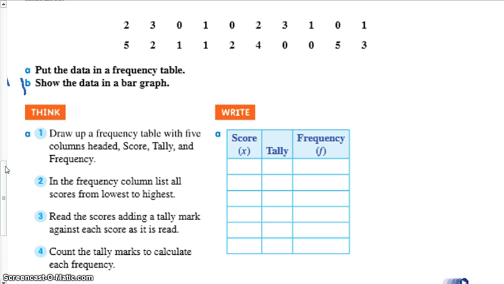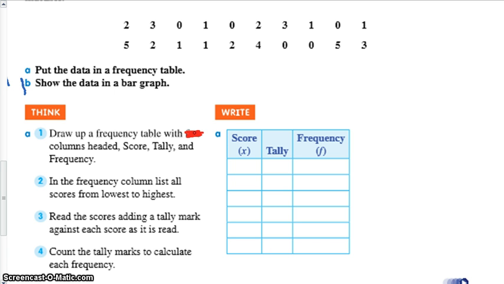Now, it's interesting. If you read in the textbook, it actually says draw up a frequency table with 5 columns. You're actually only doing 3. Textbooks have a tendency to make mistakes, and they fix them in 2nd edition or 3rd edition. You're only doing 3 columns. So don't look at that, it said 5 columns, and say, oh my God, what are the other 2 columns? Don't worry about it.